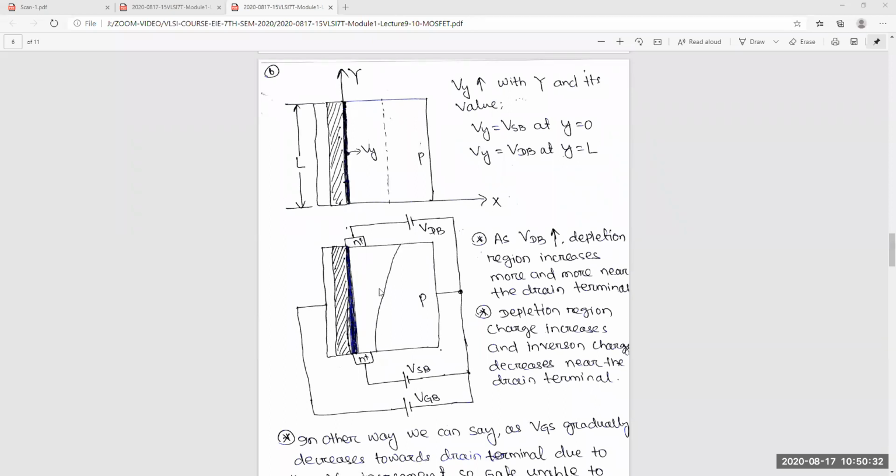So this is constant. If you increase, then it will come like this. Again, if you increase, it will come like this. That means this part is constant because the voltage is constant here. Only this voltage is changing.